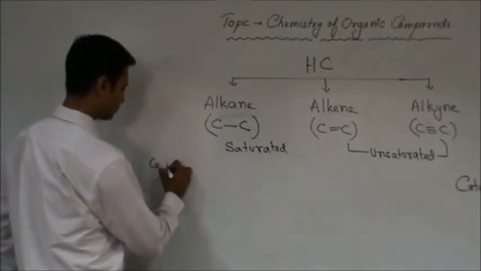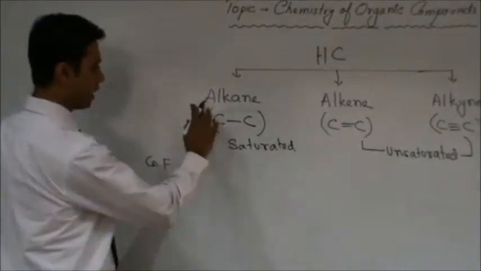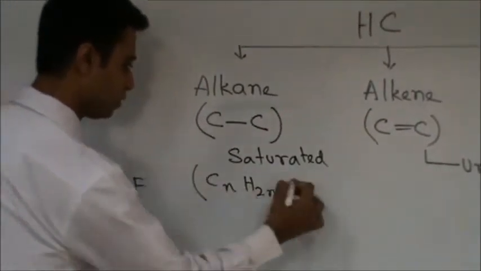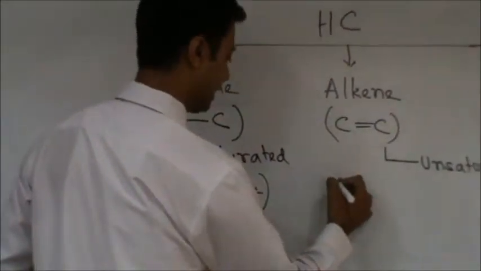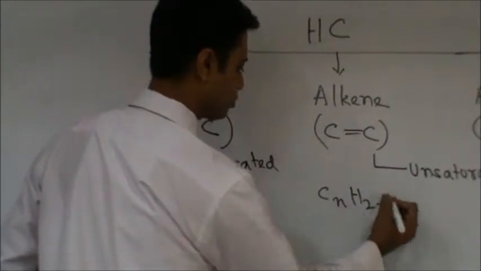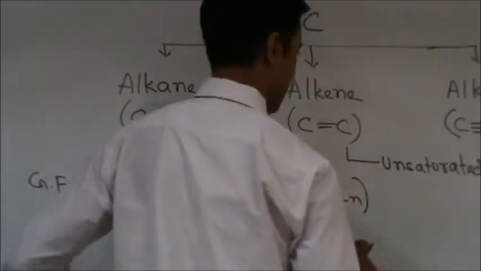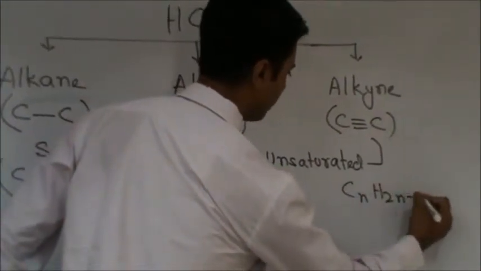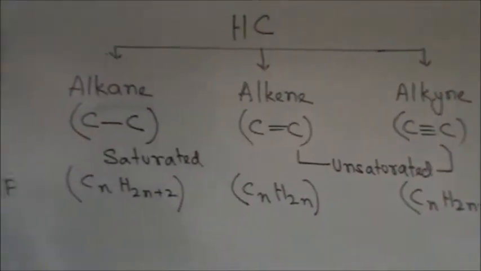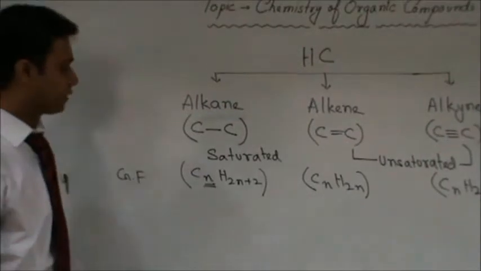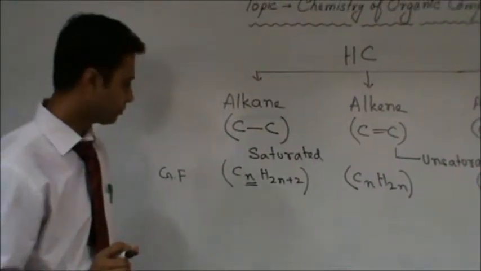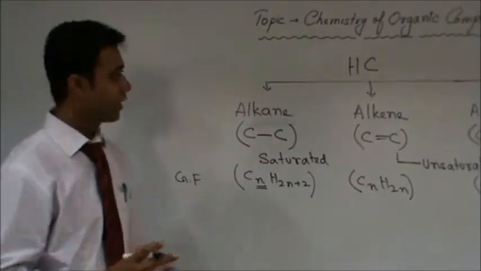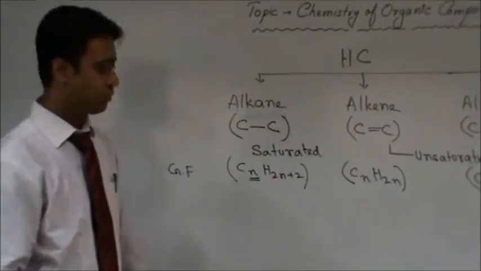The general formula, GF, of the alkane is CnH2n+2. The general formula for the alkene is CnH2n, and for the alkyne it is CnH2n-2. Here the term n denotes the number of carbon atoms. Based on the number of carbon atoms, we can name an alkane, an alkene, an alkyne. Let us see how.